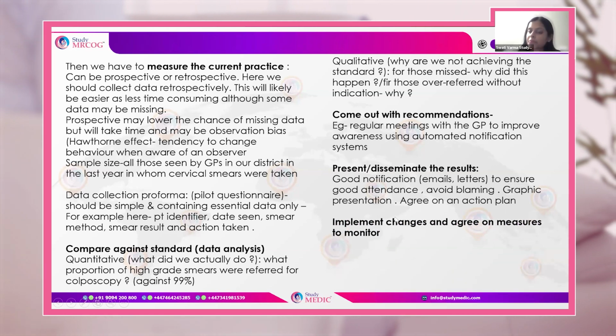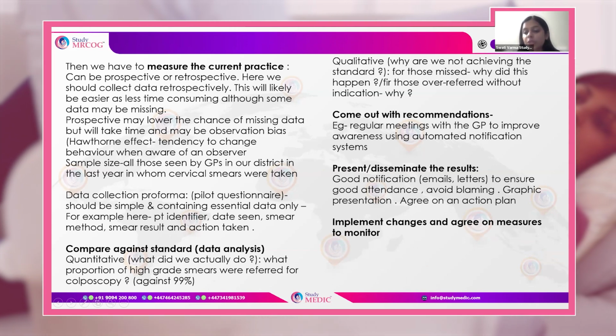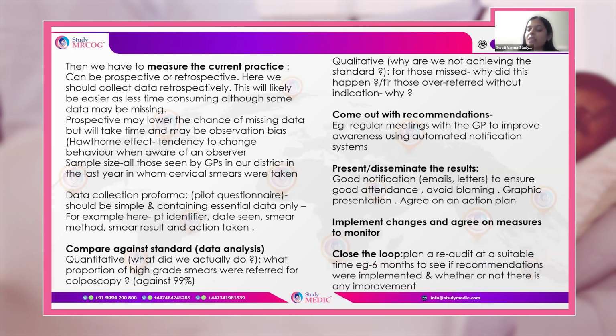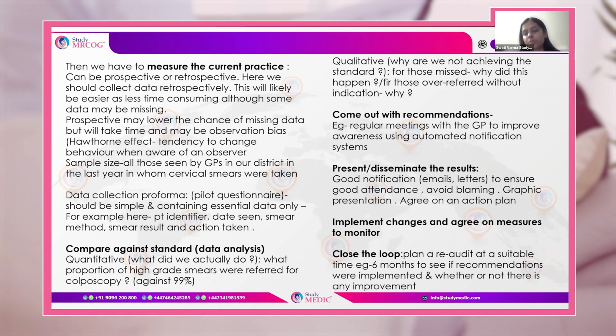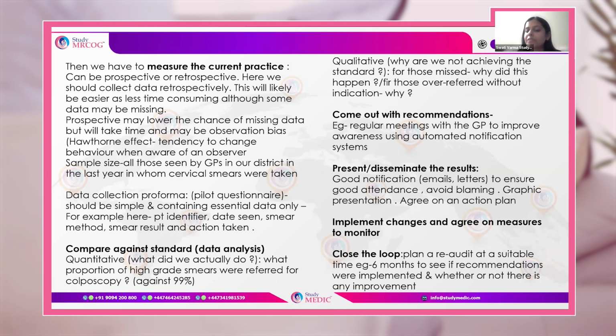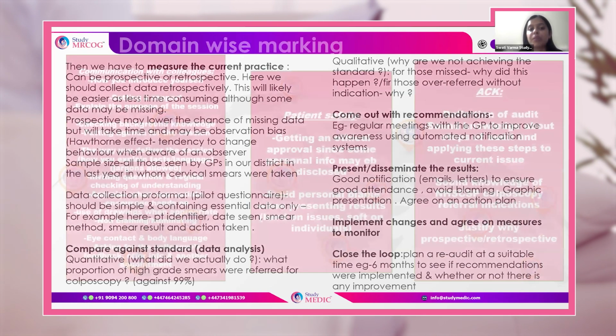So that at last you can agree on an action plan. You have to ensure that changes are implemented. You should agree on measures to monitor, and at last, close the loop by planning a re-audit at a suitable time, for example 6 months, to see if recommendations were implemented, and whether there has been an improvement or not.